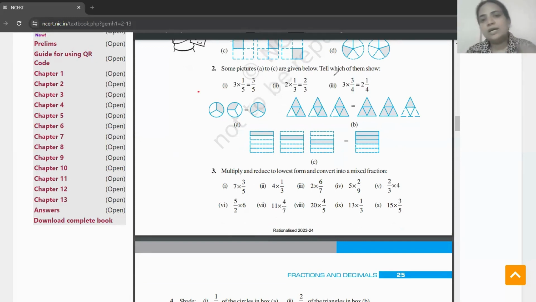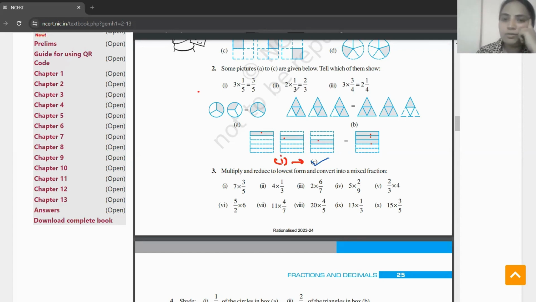Okay. So Kirat, you help me solve the second question. Some pictures A to C are given below. Tell which of them show 3 into 1 by 5 is 3 by 5. That means out of 5, the denominator means total parts. Out of 5 total parts, 1 is selected. This model repeating thrice gives you 3 by 5. Yes, very right. Absolutely correct. 1 out of 5, 1 out of 5, 1 out of 5, so equals 3 out of 5. Clear or not, everyone? So the first one matches with C.